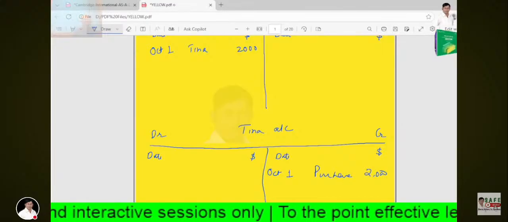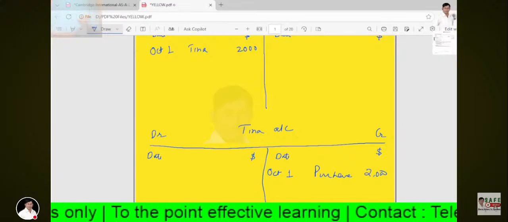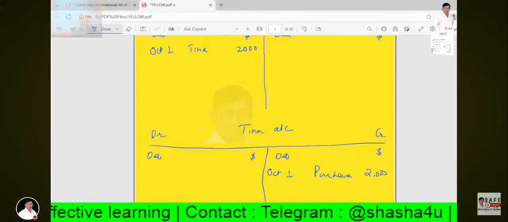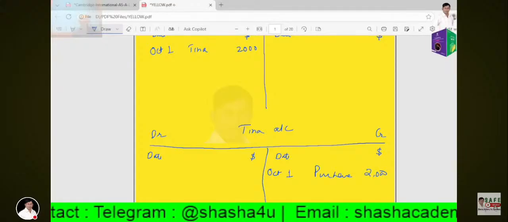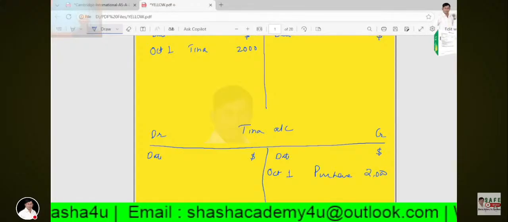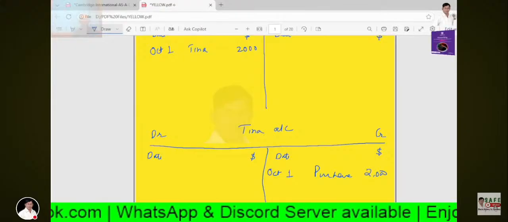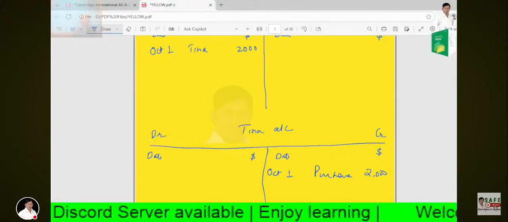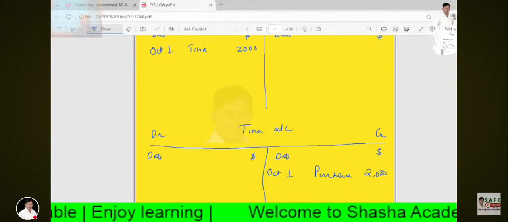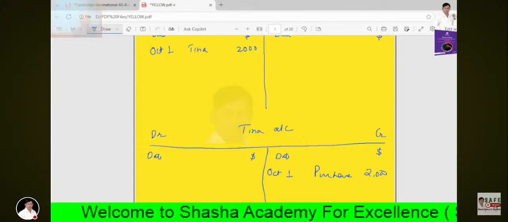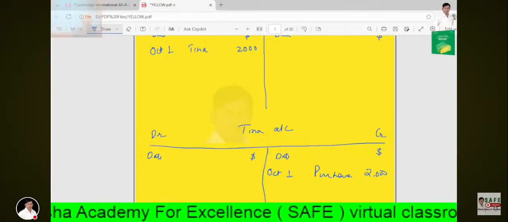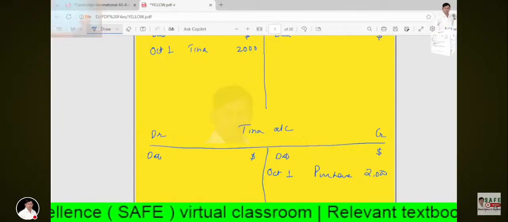So this is known as completion of double entry. Here you have written 2000, here also you have written 2000. See, debit 2000, credit 2000. Obviously debit is equal to credit, and one account is debited, the other account is credited. This is the first thing we learn in accounts. So this is very important.